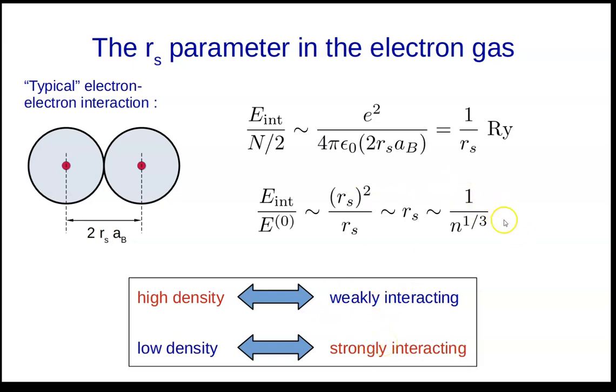Okay, so now let's try to put some numbers on it and try to calculate at least the first order correction to the ground state energy of the electron gas in terms of this Rs.